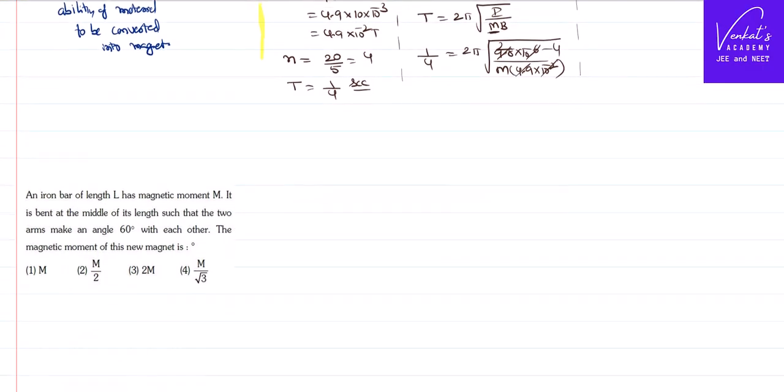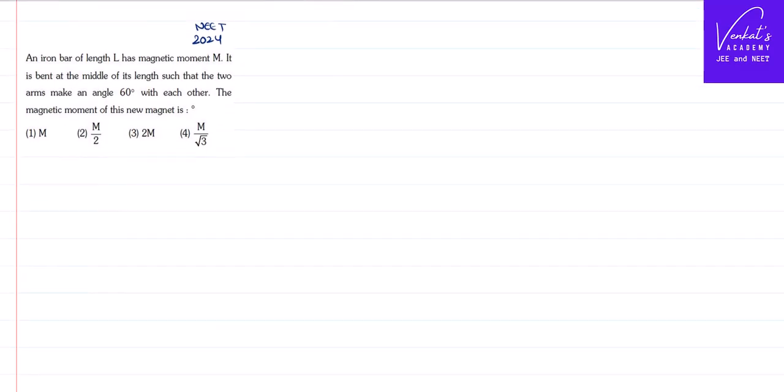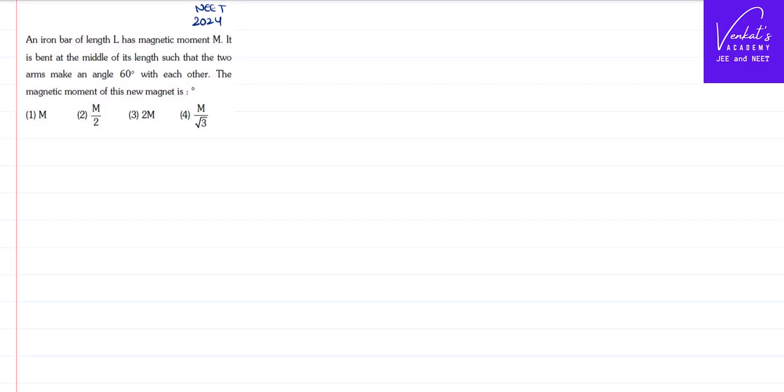It is also a NEET 2024 question, the same paper. The question is like this. An iron bar of length L has a magnetic moment M. This is the iron bar whose length is L. That means from the center this is L by 2, this is L by 2. This is the north pole, this is the south pole, of identical pole strengths, whose magnetic moment capital M equals small m into L. That was given.